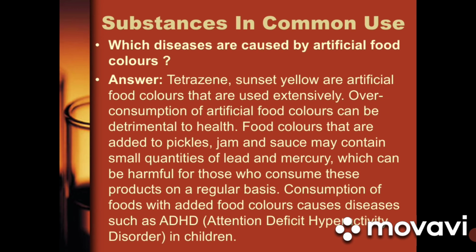Which diseases are caused by artificial food colors? Tetrazine, sunset yellow are artificial food colors that are used extensively. Overconsumption of artificial food colors can be detrimental to health. Food colors that are added to pickles, jam and sauce may contain small quantities of lead and mercury, which can be harmful for those who consume these products on a regular basis. Consumption of foods with added food colors causes diseases such as ADHD, which is attention deficit hyperactivity disorder in children.